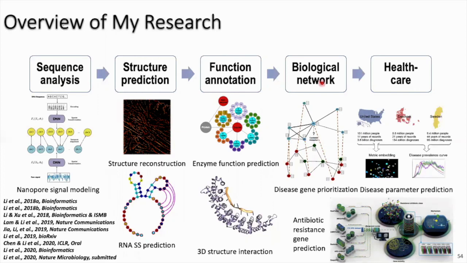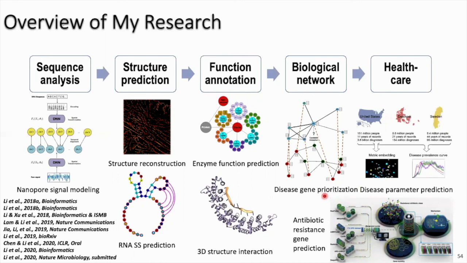Regarding biological network analysis, we have proposed a method based on graph convolutional neural network to predict new disease genes. In terms of healthcare, we have collected a large amount of electronic health records, from which we can learn the embedding of different diseases. With those embeddings, we can predict important disease parameters, such as their heritability and their correlation. And furthermore, we have proposed a new method based on deep learning to predict novel antibiotic-resistant genes.